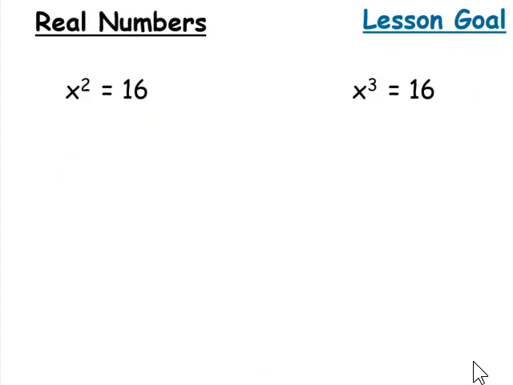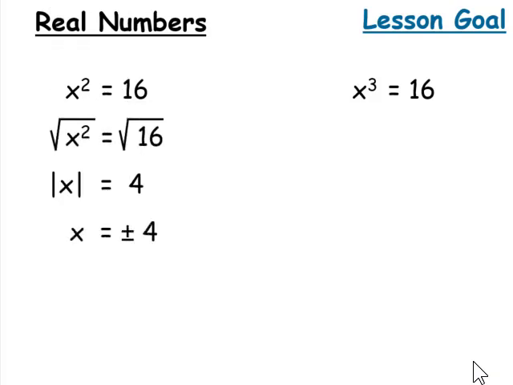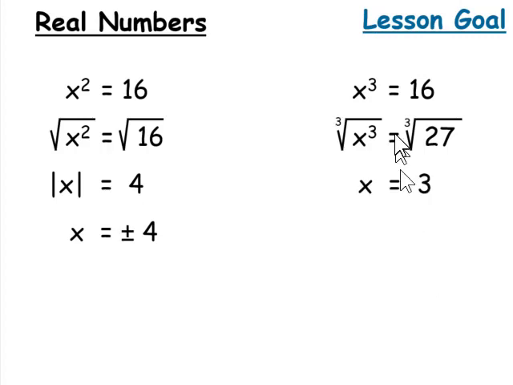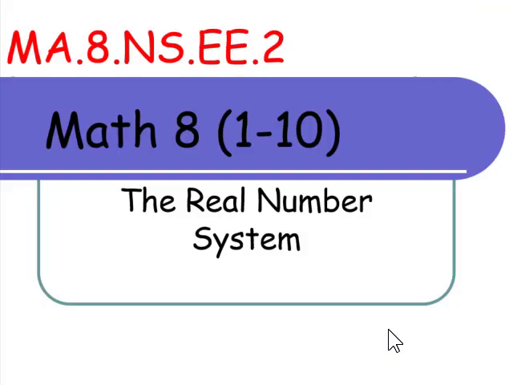Our second goal is, just like we saw a quadratic equation in this form, x squared equals 16, by taking the square root of both sides, getting the absolute value of x is equal to 4, so then x is equal to plus or minus 4. We will learn how to solve cubic equations in this form by taking the cube root of both sides, and x is equal to 3. Remember, when you see a 3 here, that means it's a cube root. When you do not see a number, it's understood to be a square root.